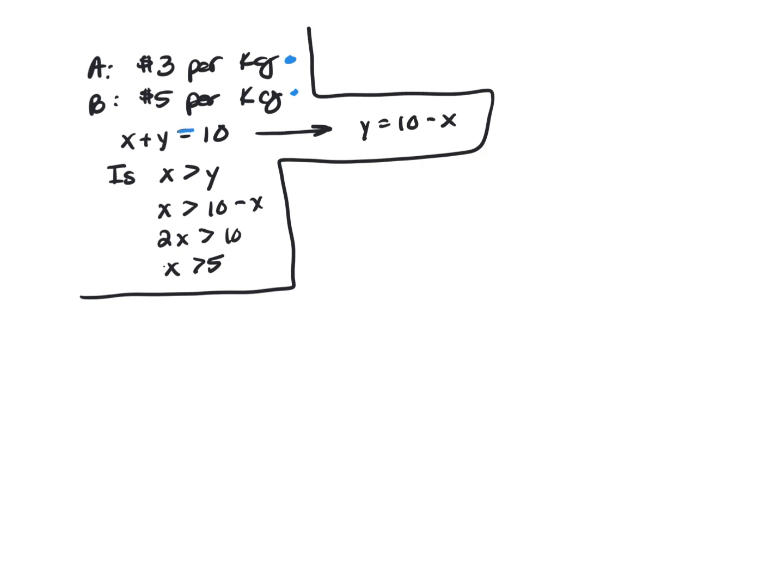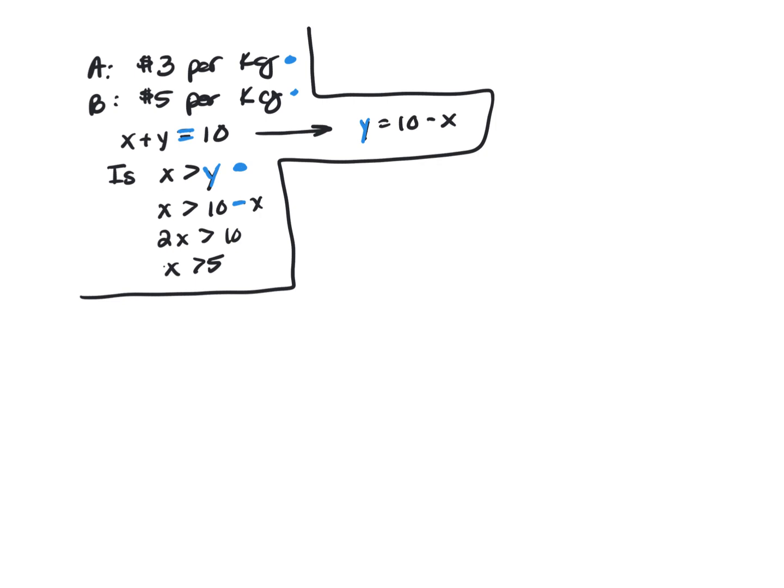So we know that X plus Y equals 10. And we're trying to figure out if X is greater than Y. We can get that down to one variable, because we know X plus Y equals 10. Y would be 10 minus X. Substitute in for Y, 10 minus X. Add X to both sides. You get 2X greater than 10. X is greater than 5.